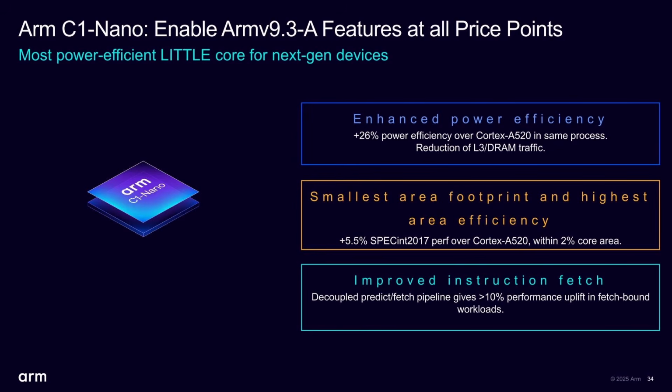So overall, the C1-Nano is an Armv9.3 little core, which gives you up to 26% greater power efficiency over the A520 on the same process node. It's got the smallest footprint and yet the highest area efficiency. And improved instruction fetch, because of the decoupled pipeline at the front now, gives a 10% performance uplift in fetch bound workloads.